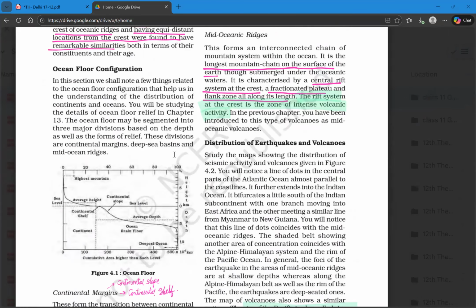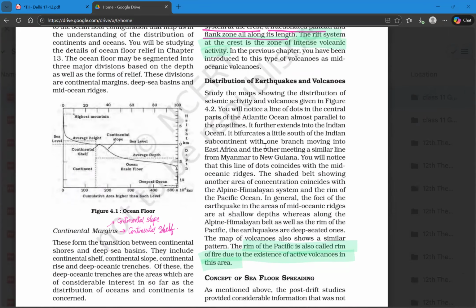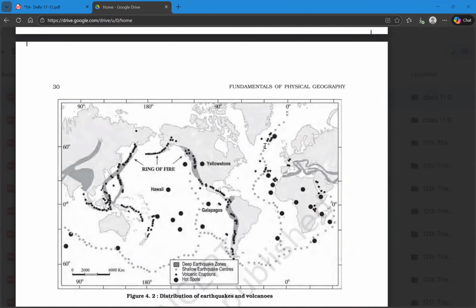Now we'll come to the distribution of earthquakes and volcanoes. A line of dots in the central parts of the Atlantic Ocean, almost parallel to the coastlines, further extends into the Indian Ocean. It bifurcates a little south of the Indian subcontinent, with one branch moving into East Africa and another meeting a similar line from Myanmar to New Guinea.